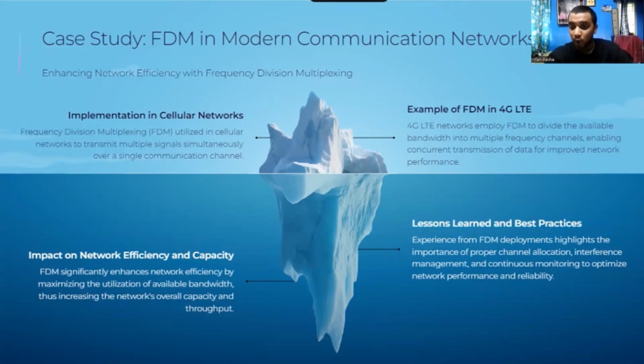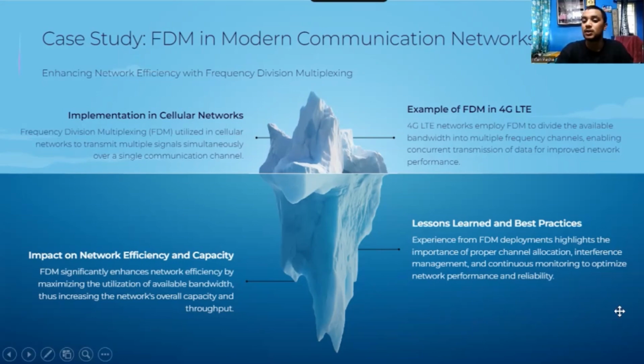4G LTE networks employ FDM to divide the available bandwidth into multiple frequency channels, enabling concurrent transmission of data and improved network performance. I think we've been beating around the bush. We've been doing the same thing, but this is what the FDM is about. Simple. Break the channel, divide and rule is what is happening here. Go back and check what I have told you, a similar theme in 4G LTE also.